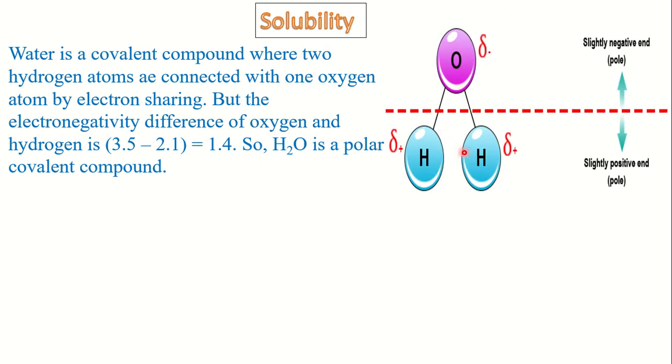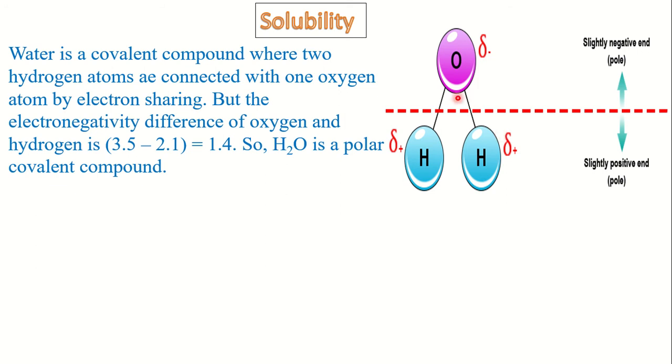When a compound is polar covalent, the shared pair of electrons is attracted by oxygen more. Here the electronegativity of oxygen is more than hydrogen, so the shared pair of electrons is attracted by oxygen more. So oxygen becomes partially negatively charged and hydrogen becomes partially positively charged. That means two opposite charges arise on both poles of the water molecule. So water is a polar covalent compound.